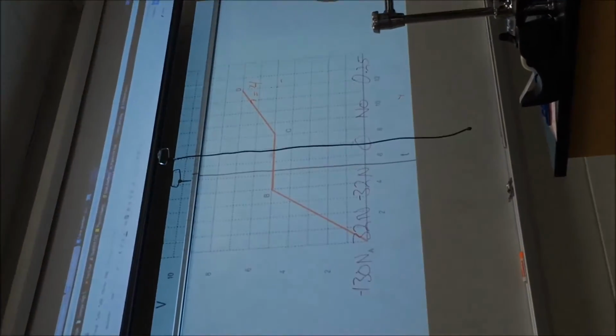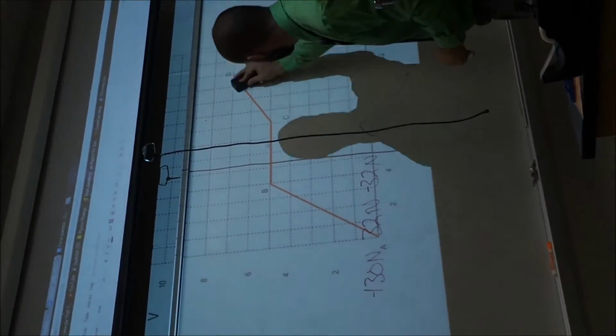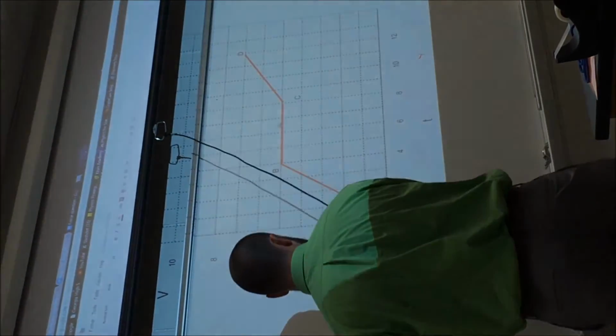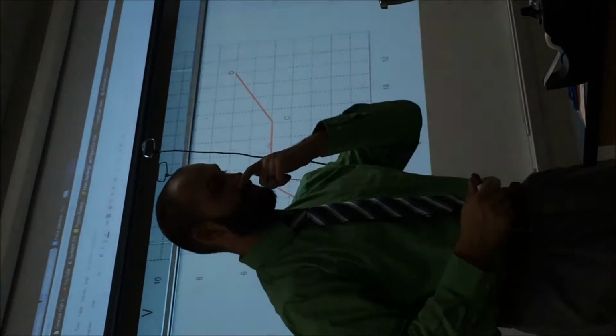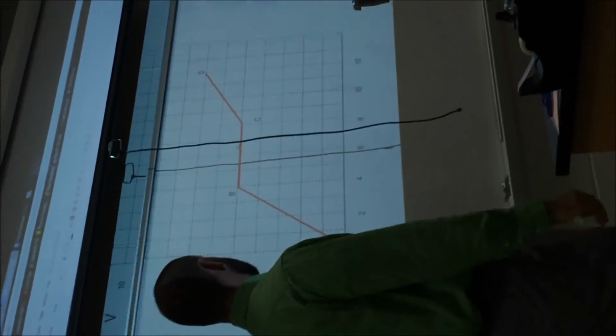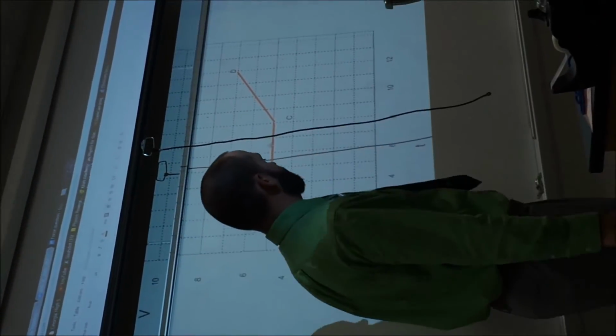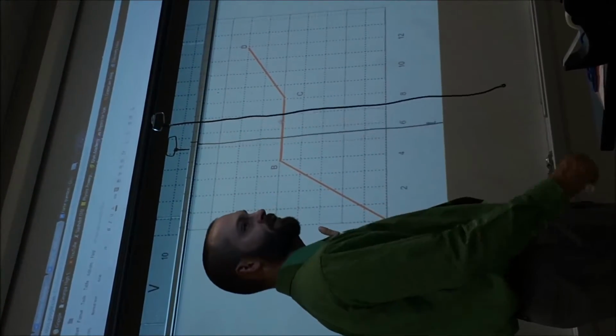This is our graph. It is a velocity versus time graph. We haven't seen one of these since August, but we have seen these before. So this is velocity on the y-axis, this is time. Anybody remember what the slope of a velocity versus time graph is?